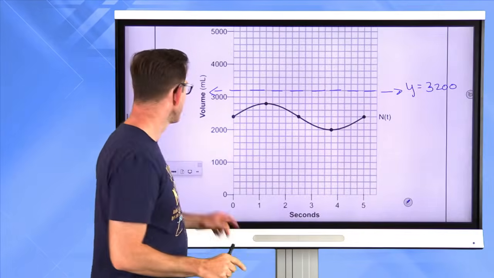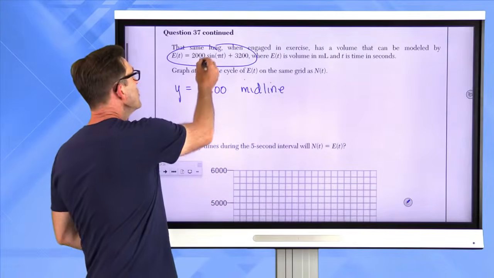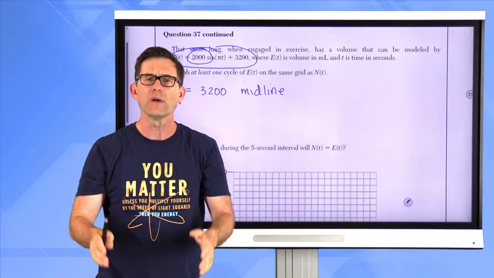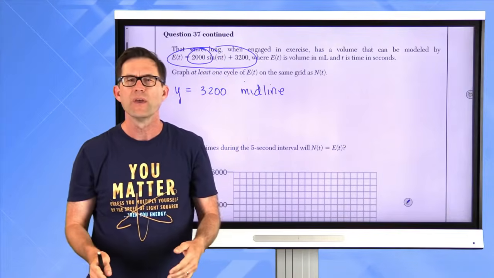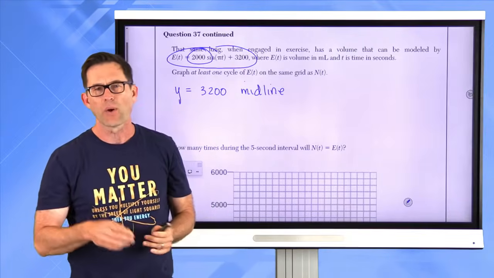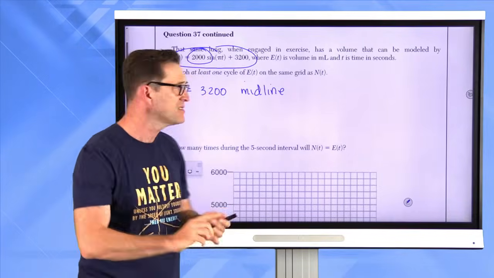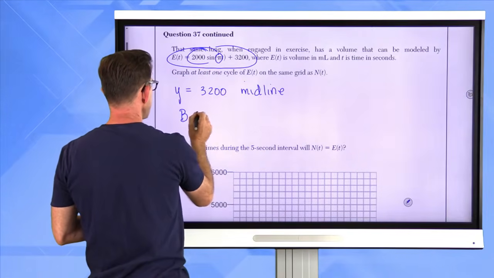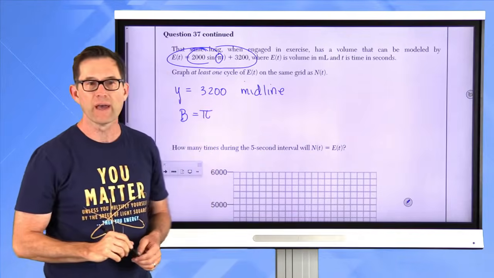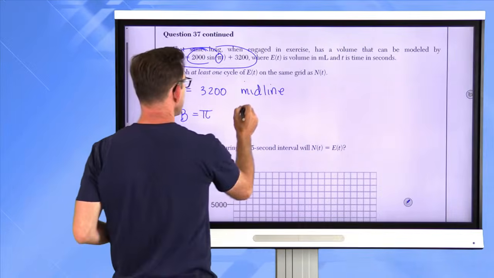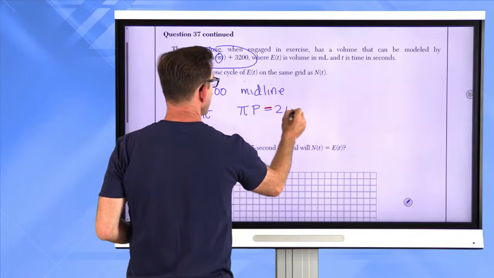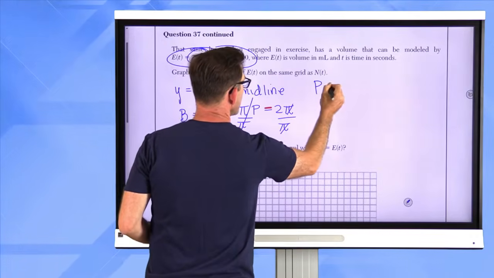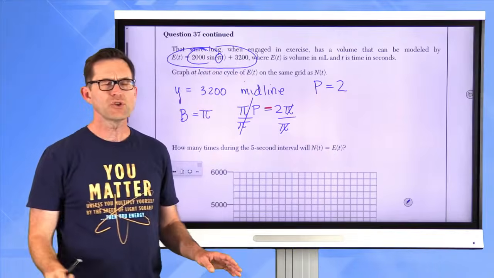Now, one thing that I know for certain is that my amplitude is 2,000. So that's going to go 2,000 units above and 2,000 units below, and 2,000 above and 2,000 below. But the tricky thing is how often. So I really need to figure out my period. Now this time, working in the opposite direction, what I know is that b is equal to pi. And remember, b times p is equal to 2 pi. So if I divide by pi on both sides, my period is just equal to 2. Now make sure you really understand what that means.